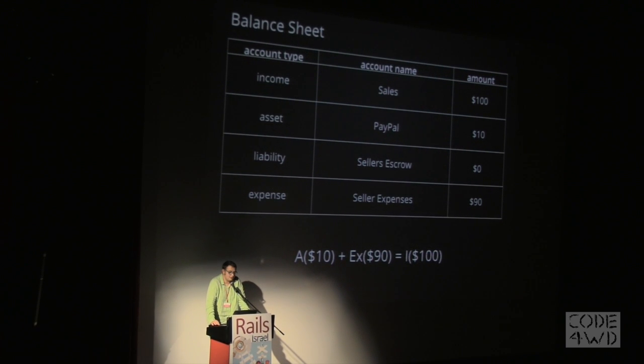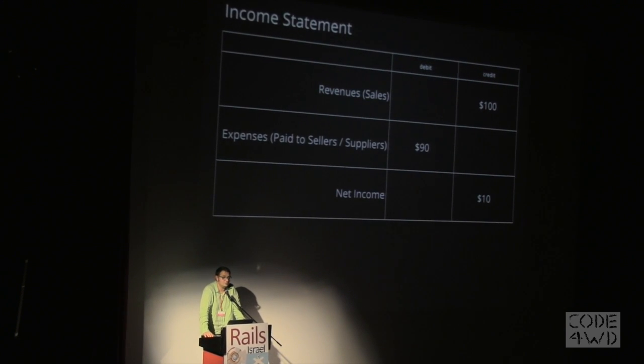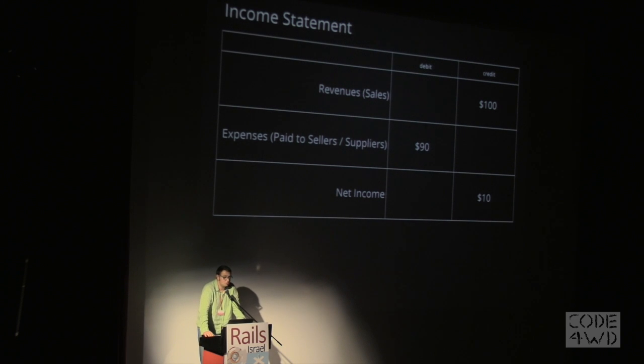Sales, $100 in sales, $10 in assets on PayPal. We don't owe anything, and we have $90 of expenses. Now we can get to another document that is usually required by accountants, called the income statement. The income statement shows, for some period of time, usually months, how much sales have been done, $100, and how much expenses, what is the amount of expenses that we had to spend in order to facilitate these sales. That would be a more or less proper but long definition of this line. So we spent actually $90 by paying out our sellers, and we have a net income of $10.